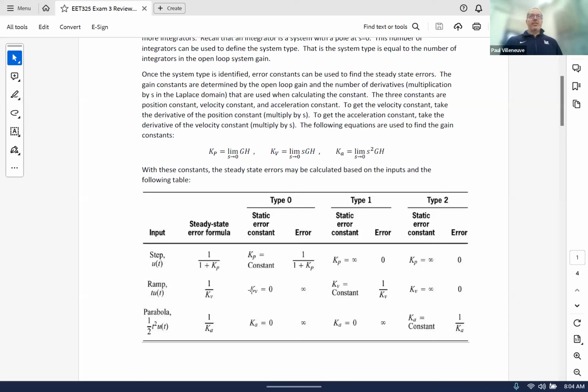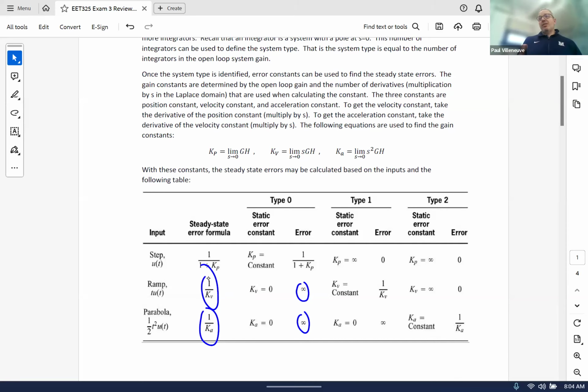Because when I do my limit functions for the steady state error, the one term that we see over here drops out, and I'm only left with 1 over Kv for my steady state error for a ramp input, and the same thing for a parabolic input. When I do that, I put 1 over 0, which is infinity.